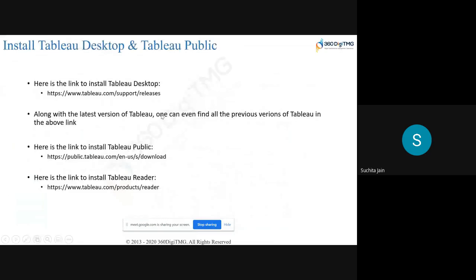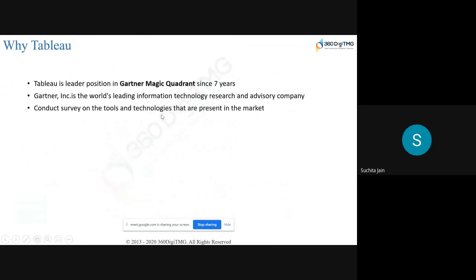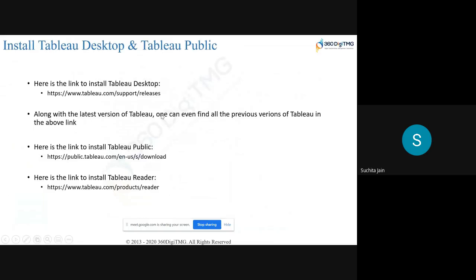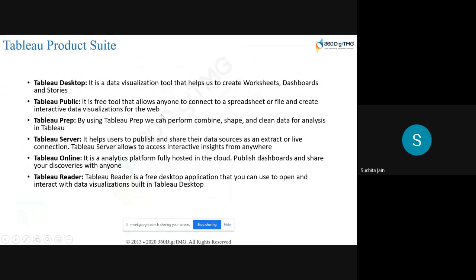So what we have studied till now, we have understood what Tableau is. Introduction to Tableau, how you can install Tableau. You can go ahead and install Tableau Public, and as you all are students, you can try the student version as well. It is available for a year, it's free, and you will also get access to Tableau Creator.